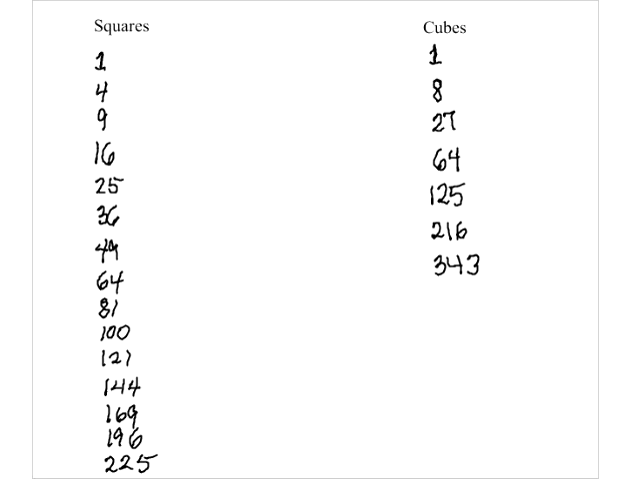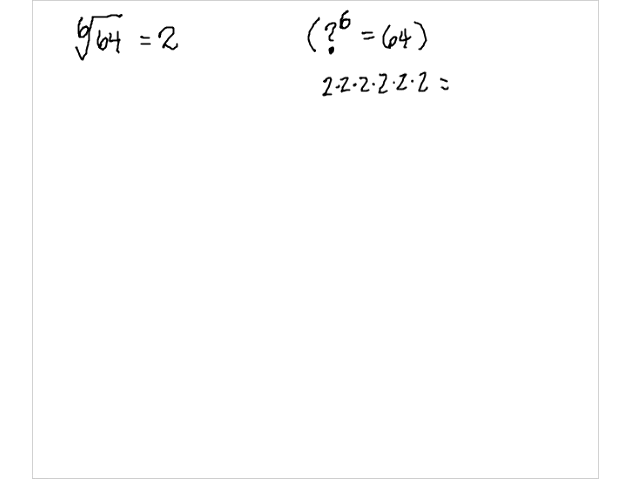Let's do, for example, the 6th root of 64. That means we're looking for what number raised to the 6th power equals 64. The correct answer is 2. If you multiply 2 six times, you're going to get 64.